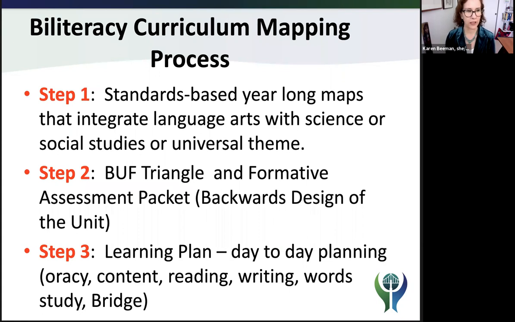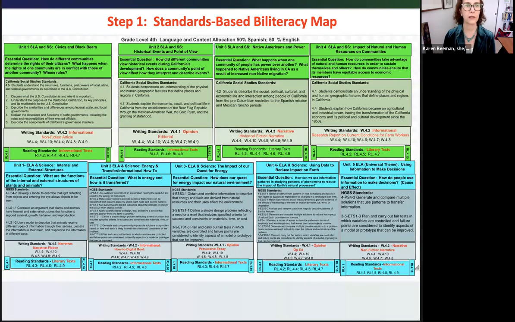So here are the three steps, the map, the BOOF triangle. We call it the triangle because it is standards, big ideas, outcomes that all come together with formative and summative assessment, and then the learning plan. So I have some artifacts to share with you. This is what a standards-based map would look like. This comes from the state of California, where in fourth grade, they're teaching social studies in Spanish integrated with language arts. And they're teaching science in English integrated with language arts.